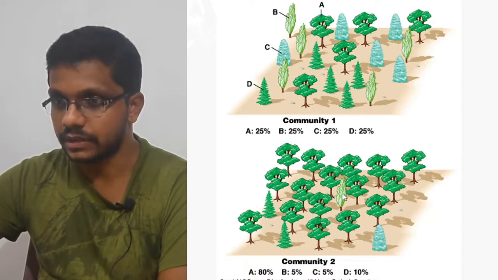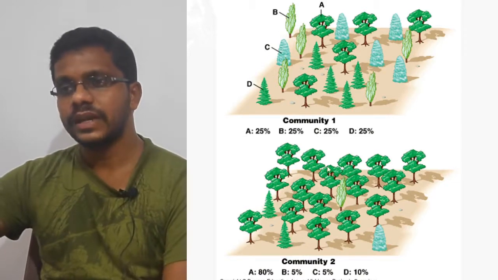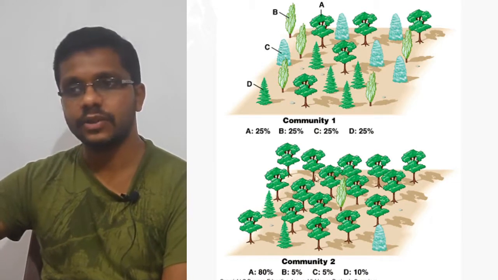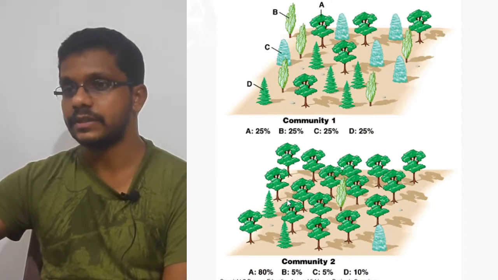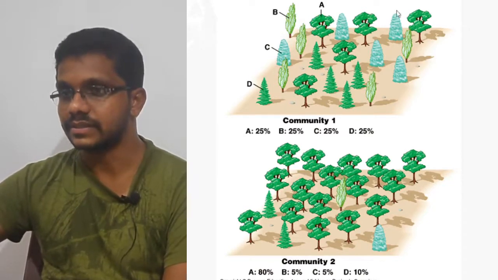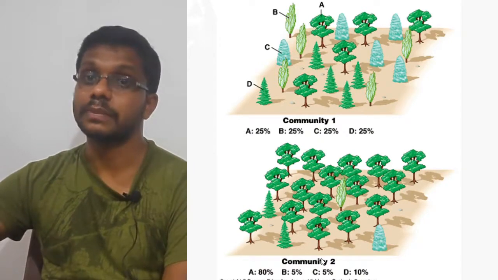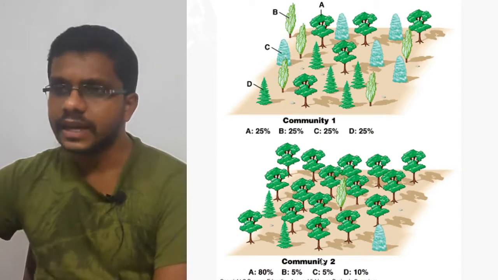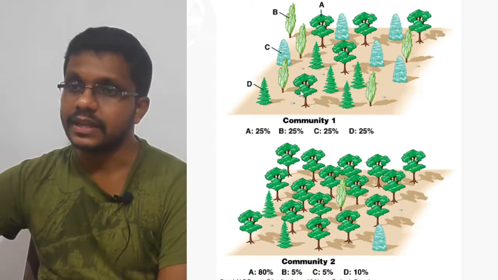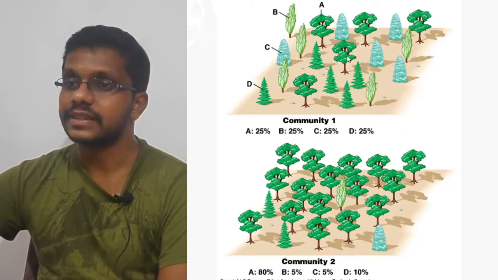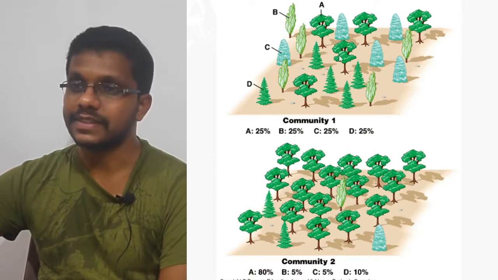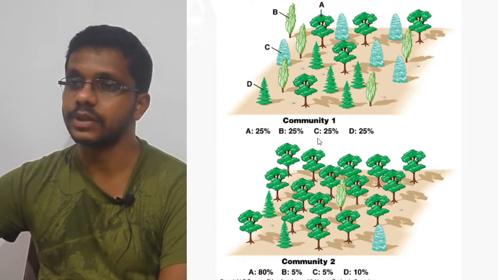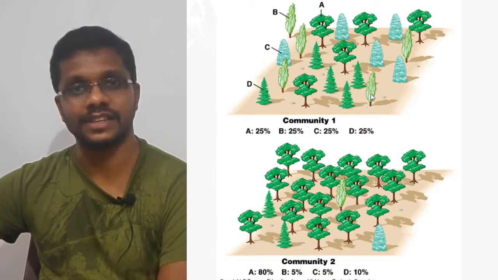1, 2, 3, 4. But when we look at both these figures, even though they have the same alpha diversity and same number of individuals, this one looks more diverse than this. It is because of the species evenness. The peculiarity of this community is that all 4 of them are equally abundant. Like A is 25 percentage, B is 25 percentage, C is 25 percentage, and D is 25 percentage.